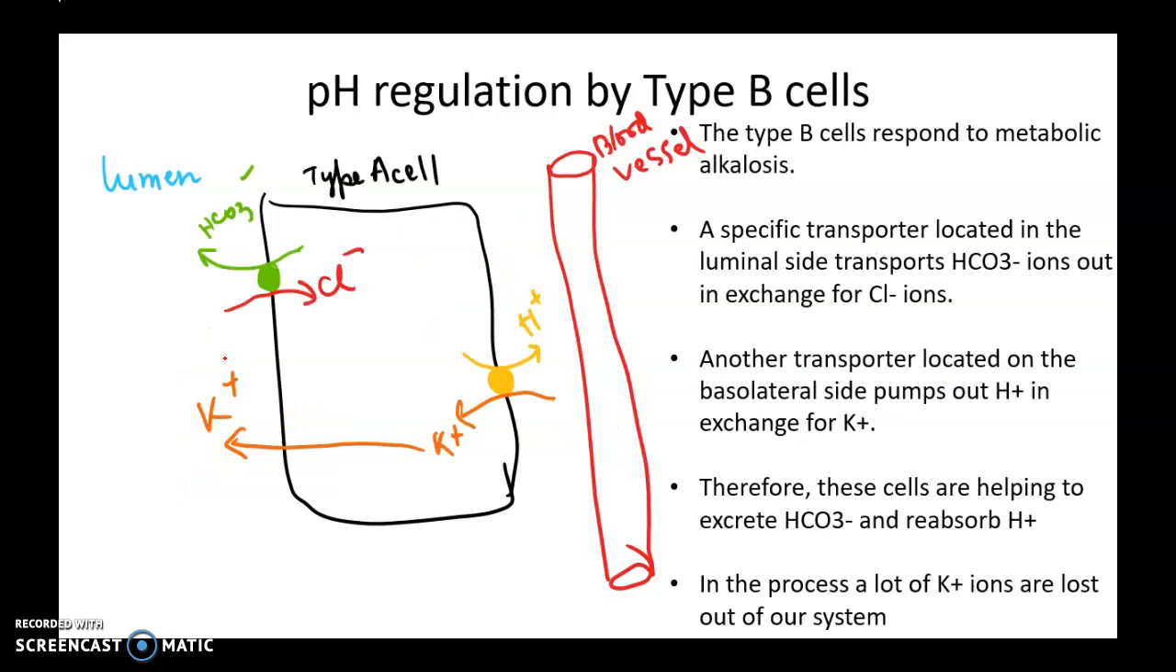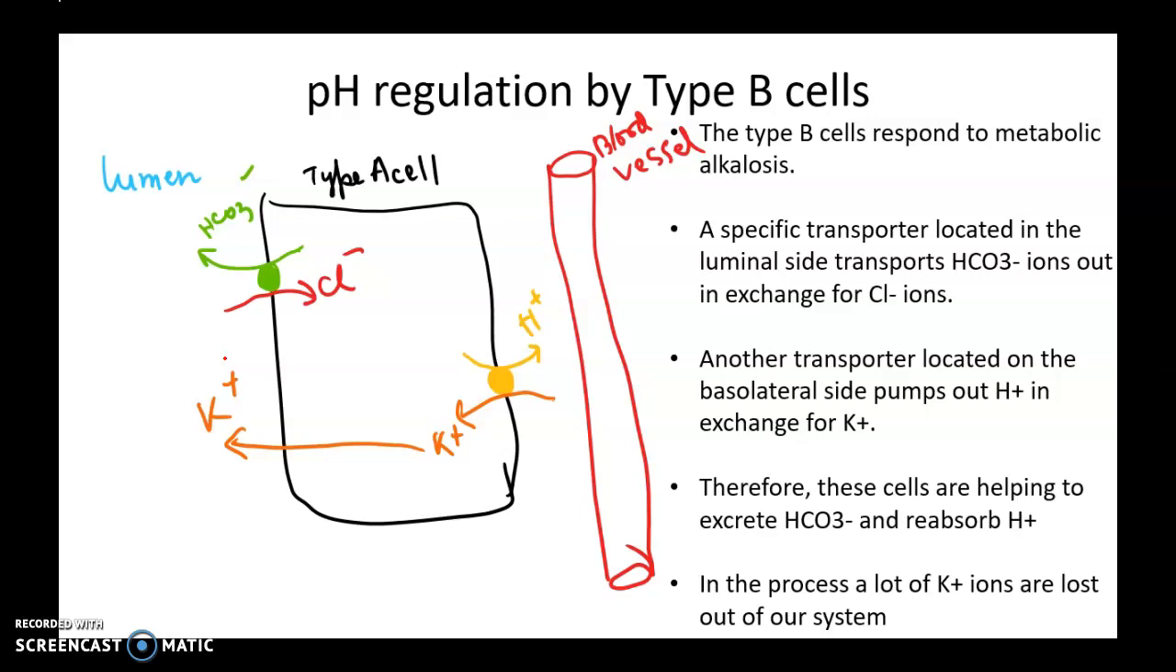Moving on to pH regulation by type B cells. Again, they are exactly the same, just the location of the transporters is different. As you can see, the green transporter is now on the luminal side, and it's doing the same thing. It's just pumping out bicarbonate, taking in chloride, but instead of pumping it into the blood vessel, it's pumping it into the lumen. So essentially, we are losing bicarbonate, right? And when do we need to lose bicarbonate? When we get a little more basic.